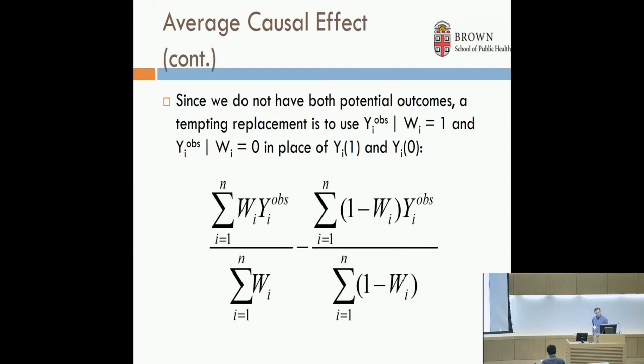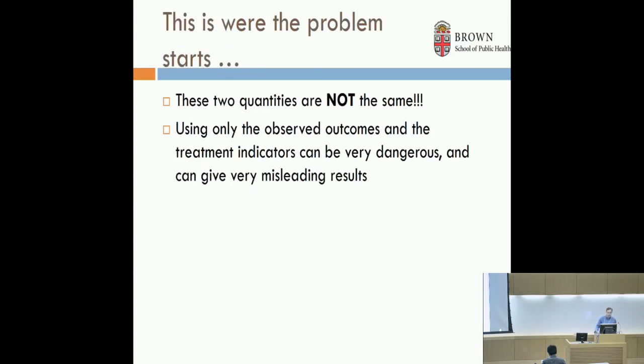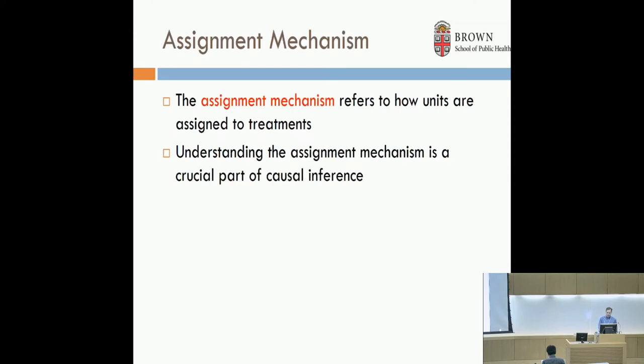What people usually do is replace it by what they observed. So they look at the average among those that received treatment one minus the average among those that received treatment two, and they say that this is equal to the same thing, and it actually is not. Those two quantities are not the same, and it actually leads to a bias. The reason is the assignment mechanism, which is the reason that you received a certain treatment.